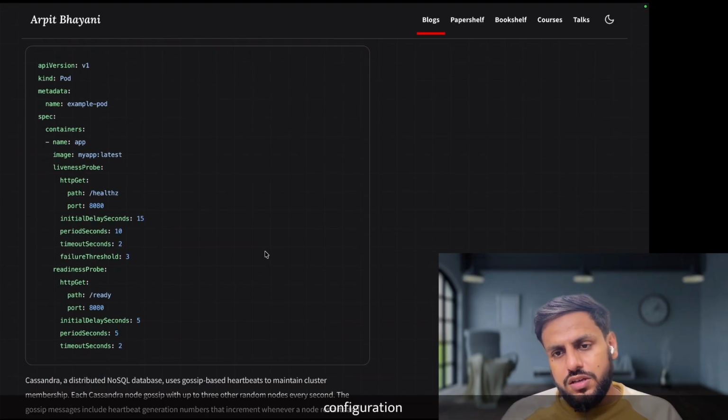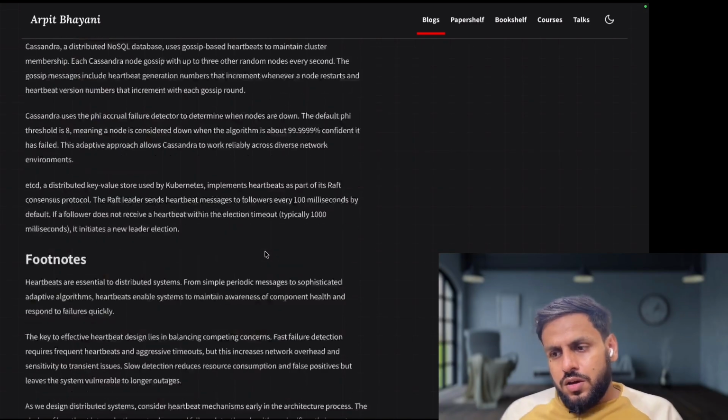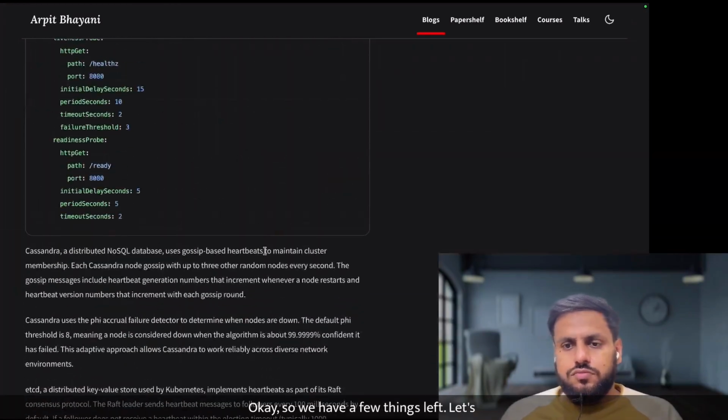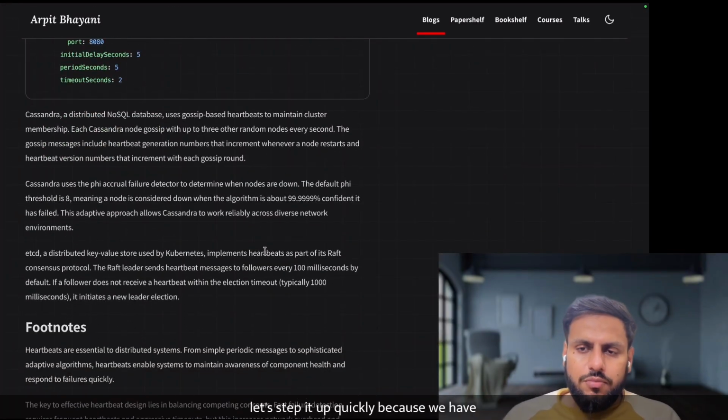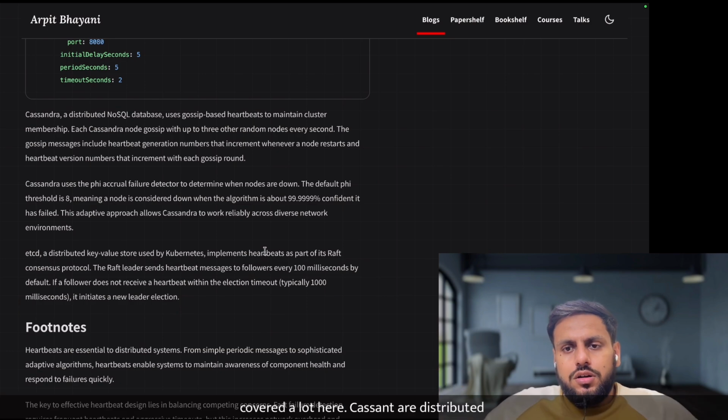Now, here is the configuration. Okay, so we have a few things left. Let's wrap it up quickly because we have already covered a lot here.